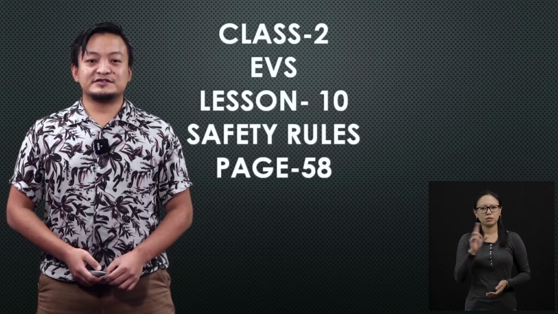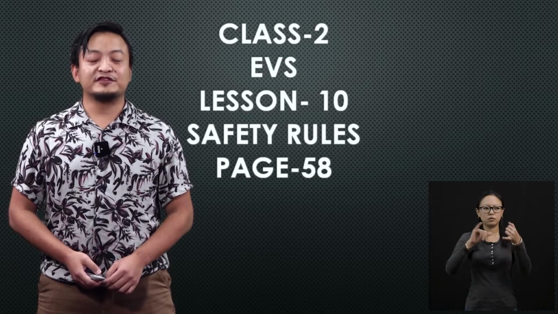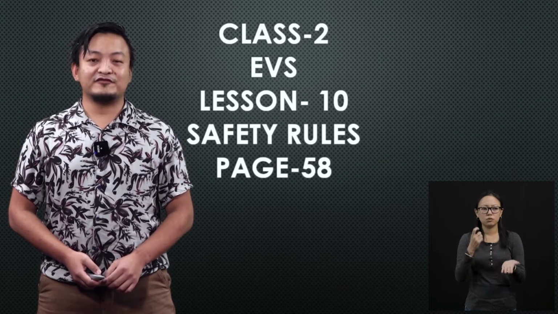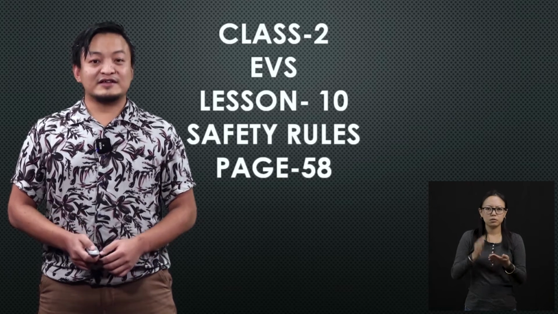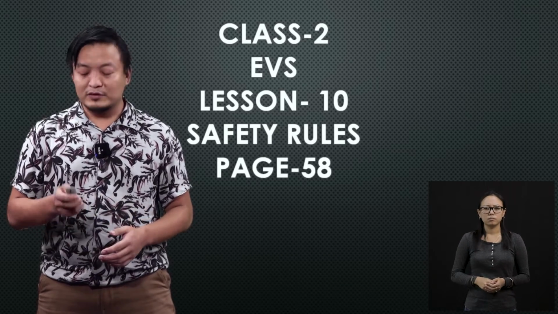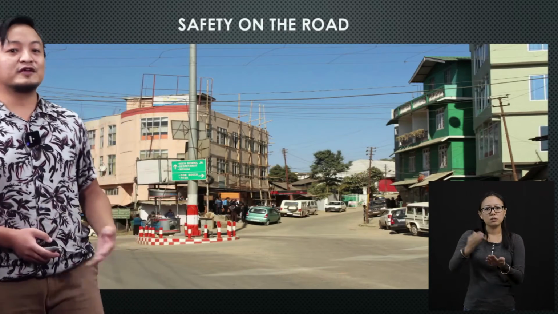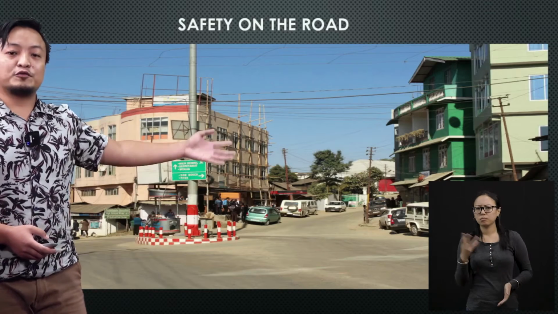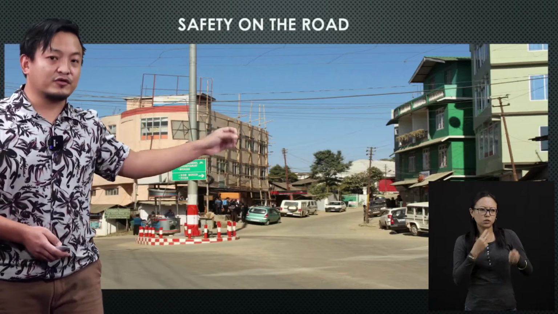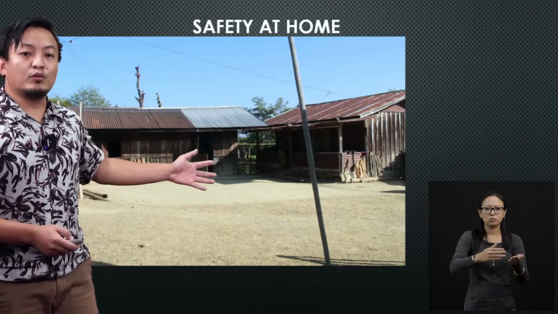So today we will discuss lesson 10 EVS, and the name of the lesson is safety rules. So you can all turn to page 58, okay? So let's get started. After this lesson, you will learn about safety on the road, okay? Here we can see roads, cars, and buildings. So we'll learn about safety on the road. The next thing we are going to learn is safety at home, okay?